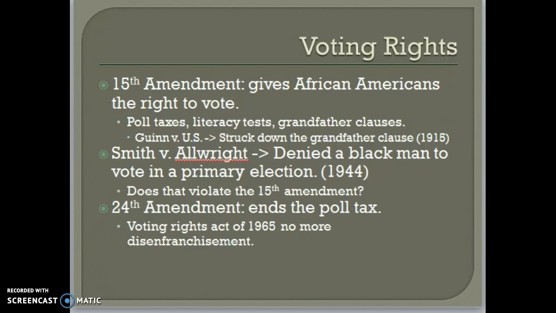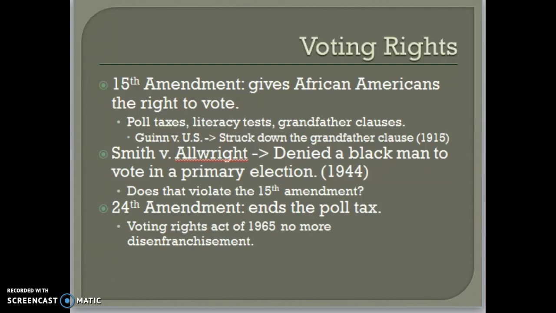And then we have the 24th Amendment as another important one, because this constitutionally ends the poll tax. A tax that people would pay in order to vote, and that's going to limit who can vote, and therefore make it so that we're not getting a good spread or a good representation of the country.